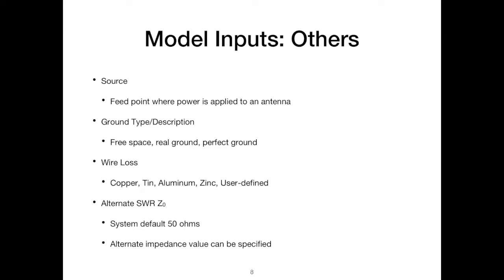Wire loss, again, I see that more as wire type: copper, tin, aluminum, whatever. And then the alternate impedance: you can override what the system gives you. Normally we use 50 ohms impedance for our transmission lines and feeding into our antennas, but you can override that. In our case, with the 160 meter design, we had 200 ohms at the antenna.